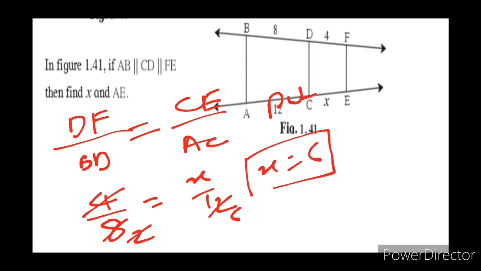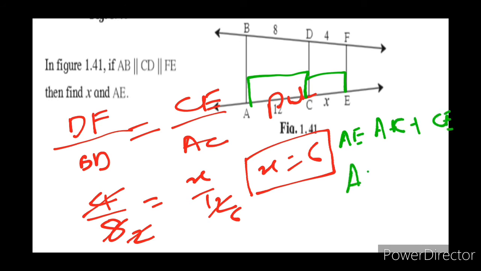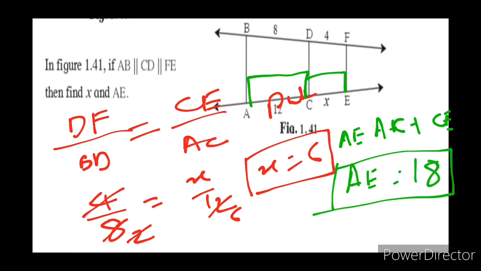So we have to calculate AE. For AE we know it is the combination of AC plus CE. So we know AC, AE equals AC plus CE. So we get AE equal to 12 plus 6, AE equal to 18.